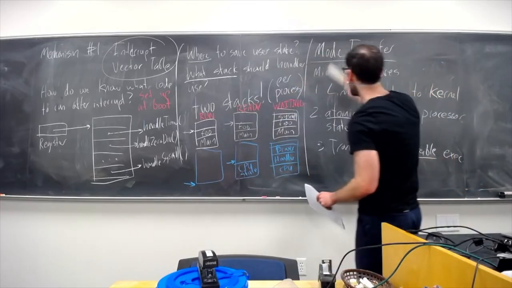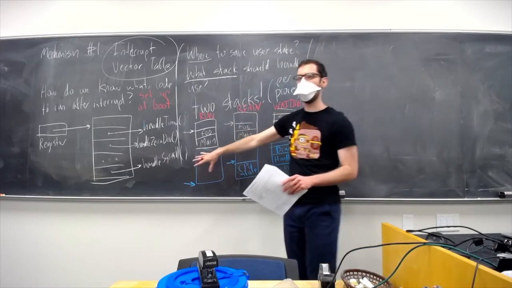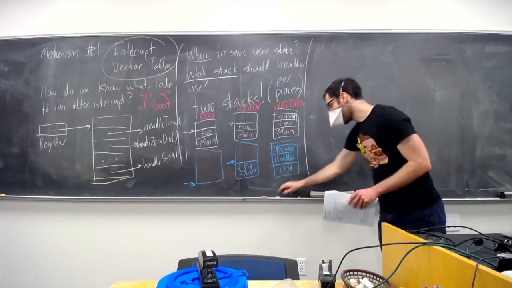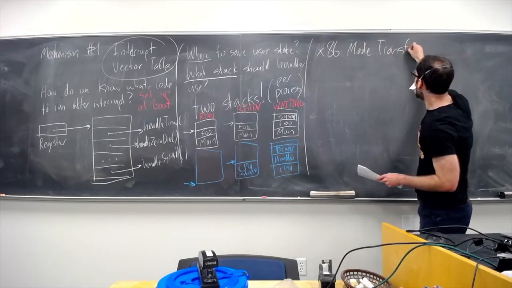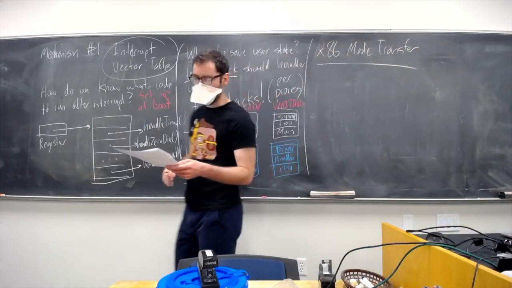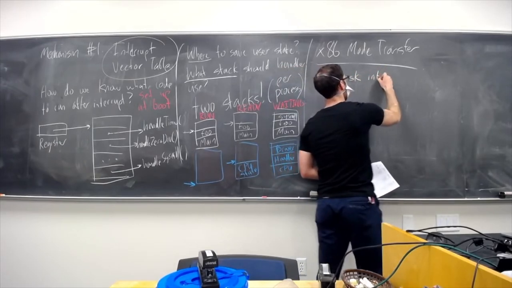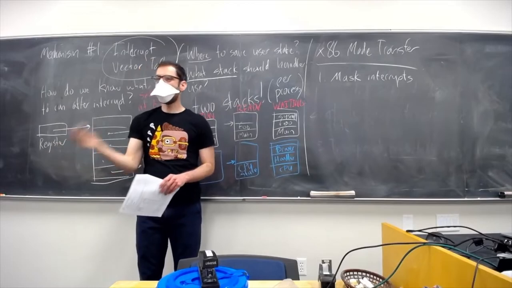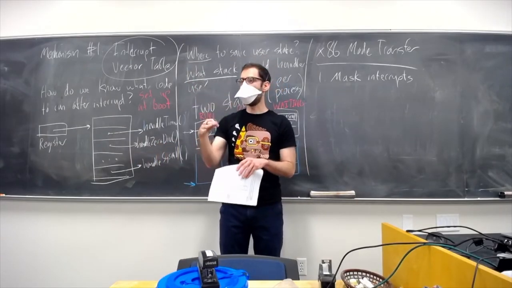All right. With these two mechanisms, the kernel and user stack for a process and our interrupt table, we can put it together and look at what are the steps involved in doing this user to kernel mode transfer in an x86 system. The first step is to turn off interrupts, because while we're doing this transfer, we don't want another interrupt to come in. That's part of making the set of operations atomic. We don't want anything to interrupt it.